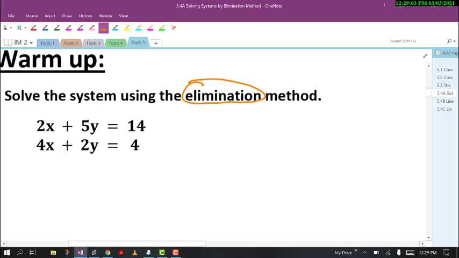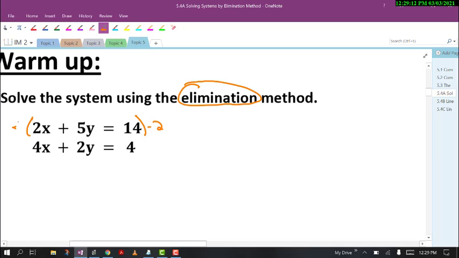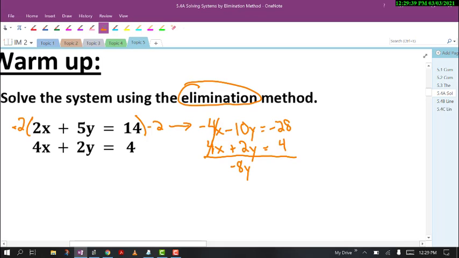So that means we need to get one of the variables to cancel out. Well, we can do this one of two ways. I'm going to multiply this second equation by -2 so that my x's will cancel out, because -2 times 2x is -4x. We got -10y equals -28. We keep the second equation the exact same thing that it was. And when we add them, those cancel out. We got -8y equals -24, divide by -8, and y equals 3.